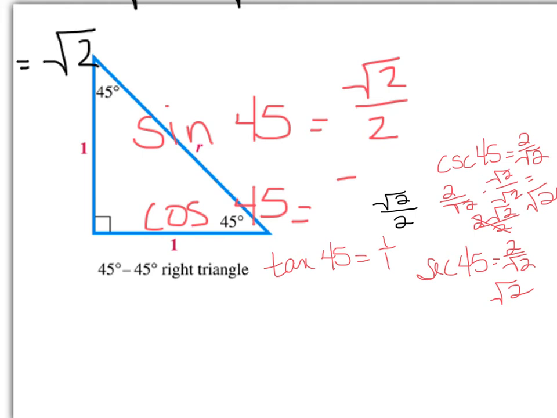And then again, secant and cosecant are cofunctions. 45 and 45 are complementary. Therefore, cofunctions of complementary angles are equal to each other. Finally, if we look at cotangent, we again get 1 over 1. Tangent and cotangent are cofunctions. 45 and 45 are complementary. So those cofunctions of complementary angles are equal.